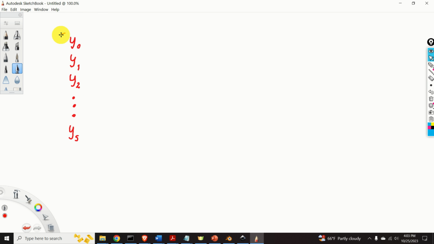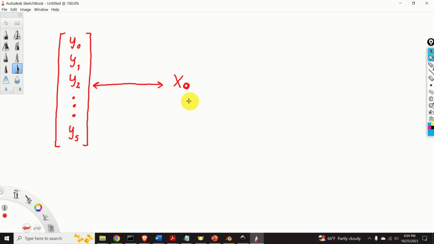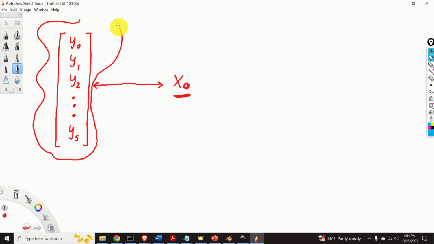And knowing this sequence of observed vectors, we want to uniquely reconstruct the initial state of the system. That is, the system is observable if the initial state of the system can be uniquely determined, estimated, or reconstructed from this sequence of observed outputs.